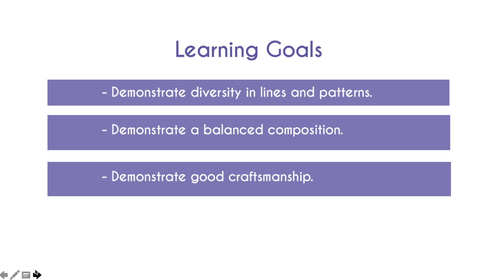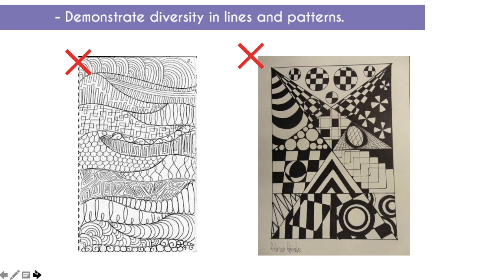And our learning goals, only 3. It's to demonstrate that you know diverse lines and patterns. That's the most important one because that's what we've been working on with your line doodles and your pattern research. So, for instance, let's look at ones that are not successful. The Zentangle on the left has different directions of line, which is really nice, but the line thickness is not changing whatsoever. So that's ultimately kind of a boring look to that work.